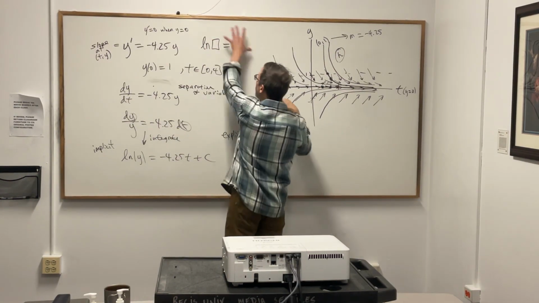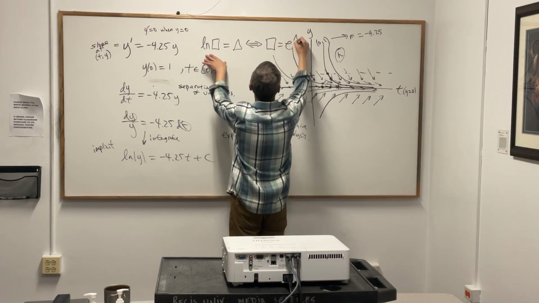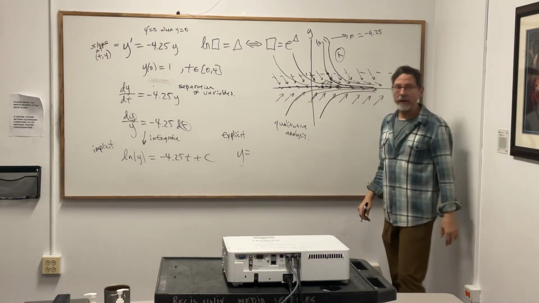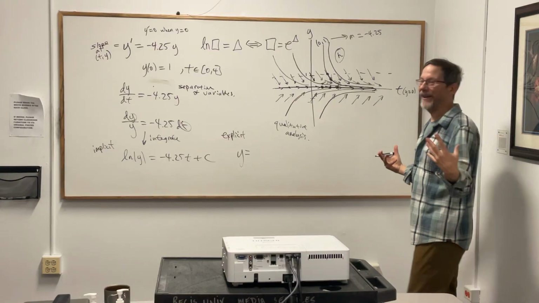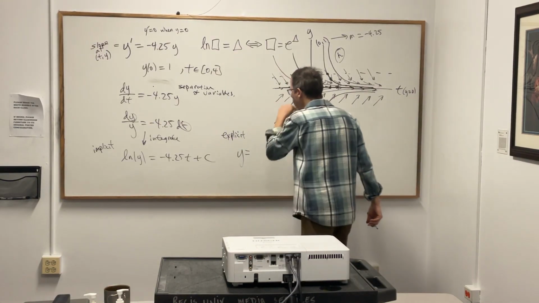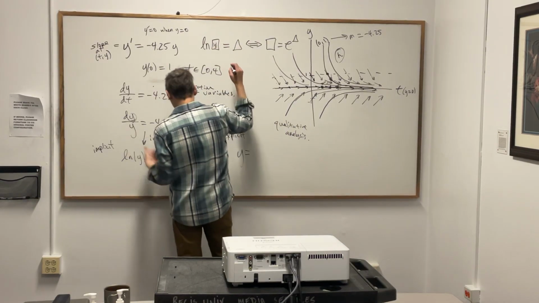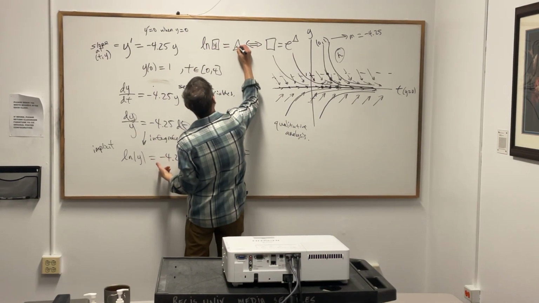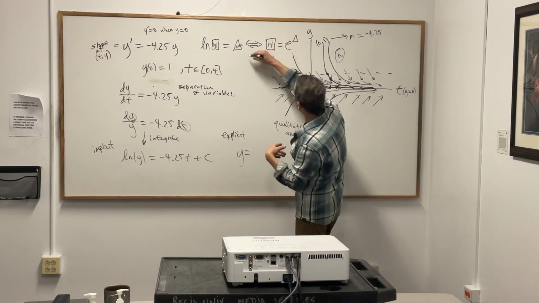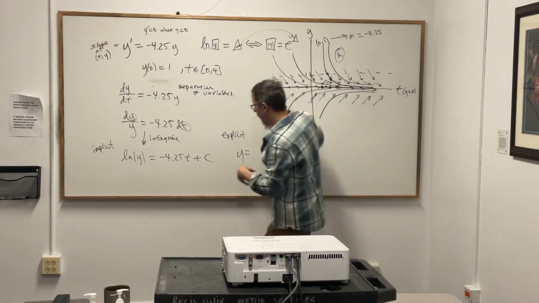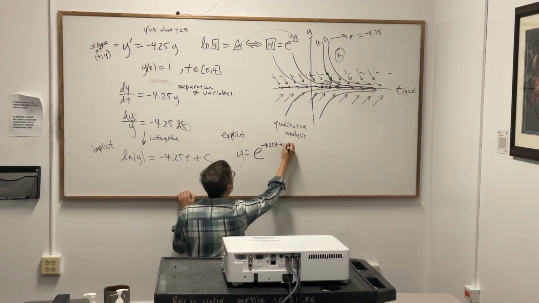So this identity really is incredibly useful. If you have this, it is 100% equivalent to this. These say the exact same thing. And I like to do it with boxes and triangles because sometimes there's a lot of stuff here or here. Notice that what's in the box is the absolute value of y, and what's in the triangle is negative 4.25t plus c. So the absolute value of y equals e to that quantity, e to the negative 4.25t plus a constant.